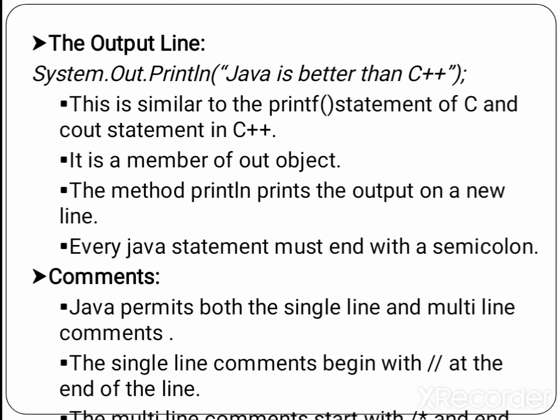The output line, system.out.println. Java is better than C++. Similar to printf and cout in C and C++. It is a member of out object. Println prints the output on a new line, and every Java statement must end with a semicolon. Comments. Two types of comments, that is single line and multi-line.